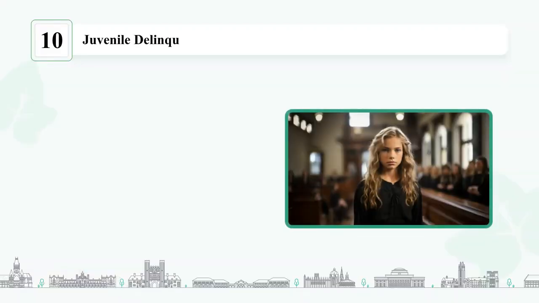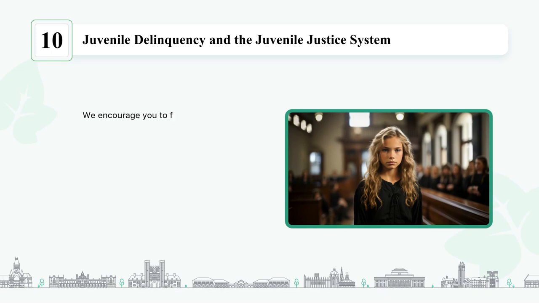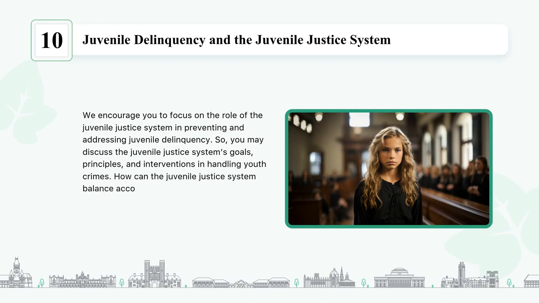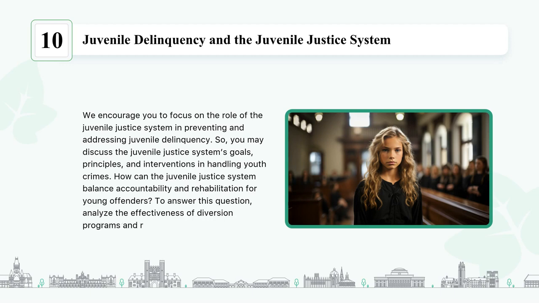Juvenile delinquency and the juvenile justice system. We encourage you to focus on the role of the juvenile justice system in preventing and addressing juvenile delinquency. So, you may discuss the juvenile justice system's goals, principles, and interventions in handling youth crimes. How can the juvenile justice system balance accountability and rehabilitation for young offenders? To answer this question, analyze the effectiveness of diversion programs and rehabilitation methods.